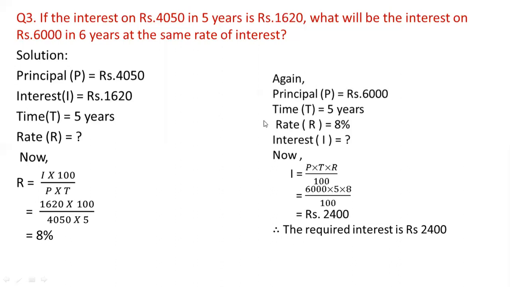Again, look at the rate of interest used in the second case. Here the principal is 6000, the rate of interest is the same, and the time is 5 years. Then we have to find out the interest. Interest equals P into T into R upon 100. Principal is 6000, time is 5 years, rate of interest we use 8% per annum, divided by 100. Then the interest will be 2400. Interest equals 2400. I hope you understood this clearly.